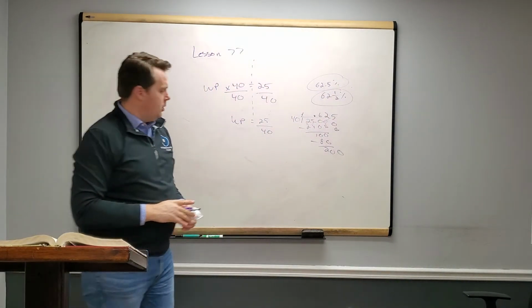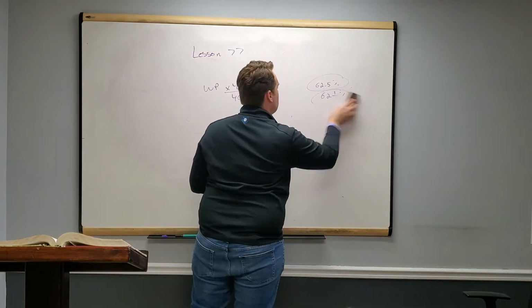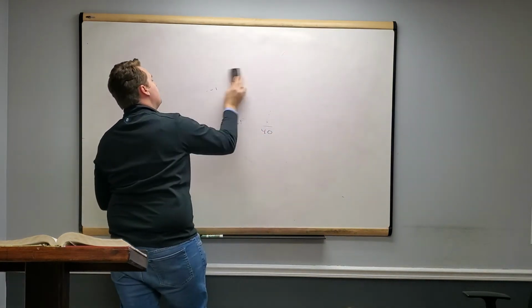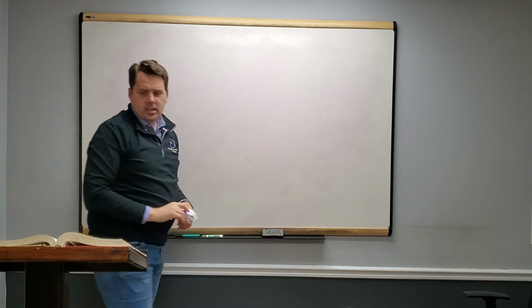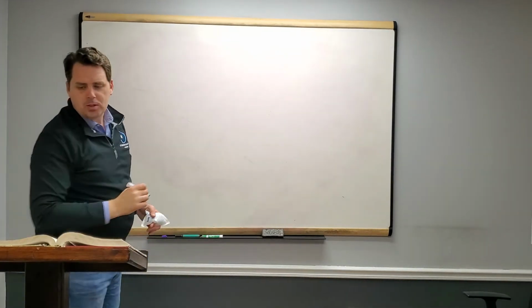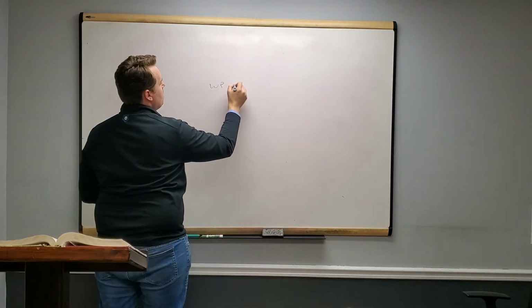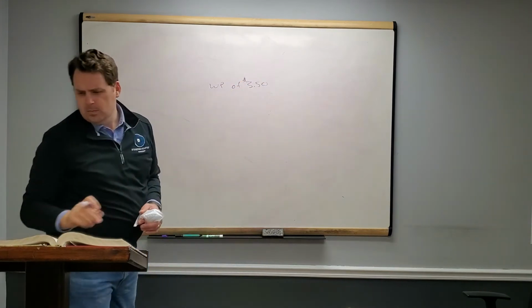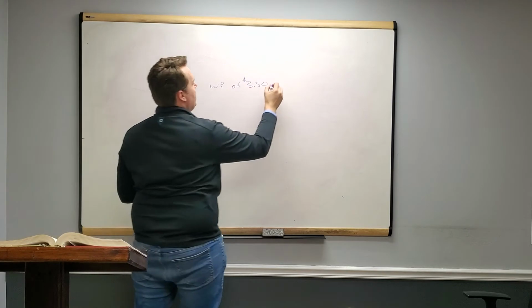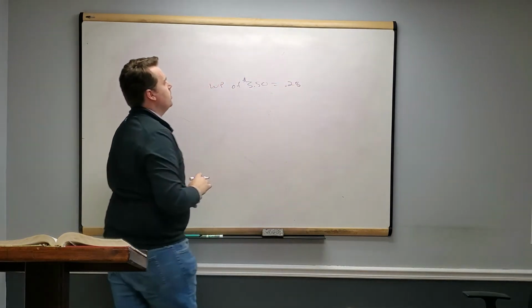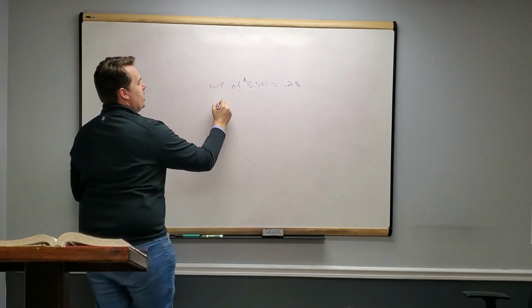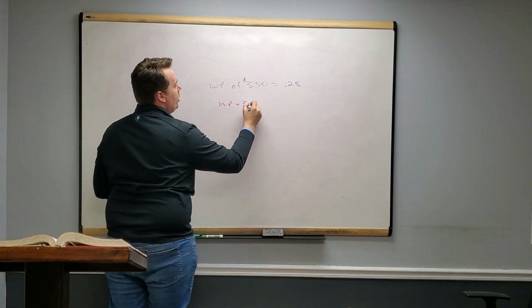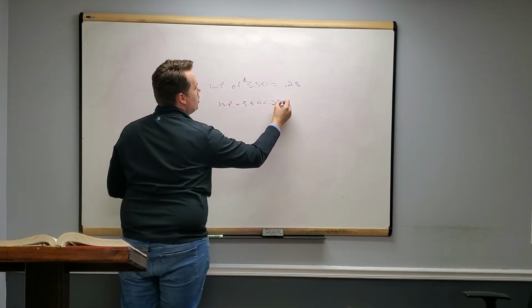Let's take a look at example number 2. Example number 2 says what percent of $3.50 is 28 cents, which equals 0.28. Okay, so let's change. This is my unknown. WP times 3.5 equals 0.28.